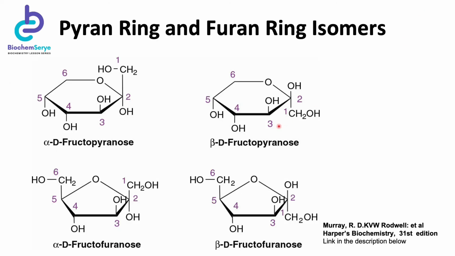Another form of isomerism is dependent on the number of members comprising the cyclic ring structure. This gives rise to the pyranose or furanose ring structures. The ring structures of monosaccharides are similar to the ring structures of the pyran, a 6-membered ring, or a furan, a 5-membered ring.